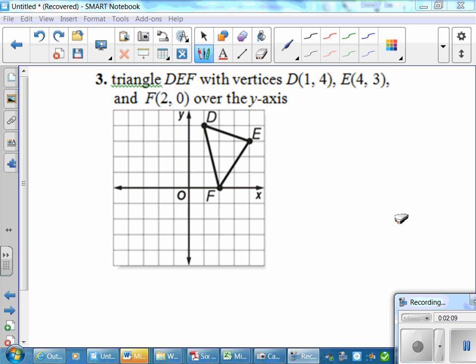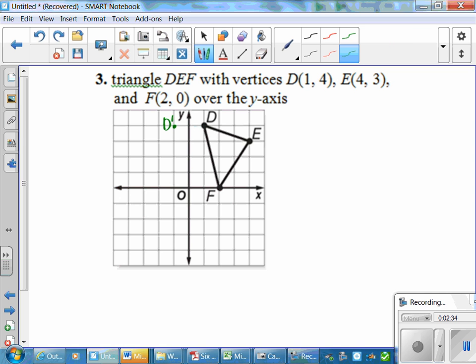Okay, for number 3, you're going to go over the y-axis, so let's start at the D. Instead of going up and down, you're going to go left to right so that you can cross the y-axis. You move over 1 to the left, so then you're going to go over 1 more, and that's going to be the reflection of D. Okay, go ahead and do it for E and F.